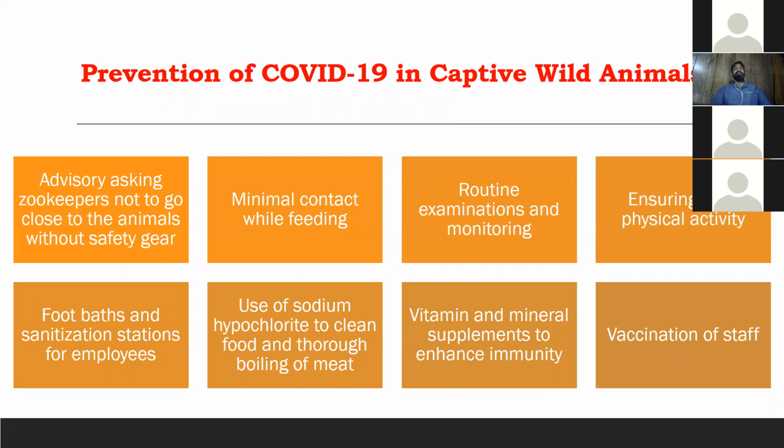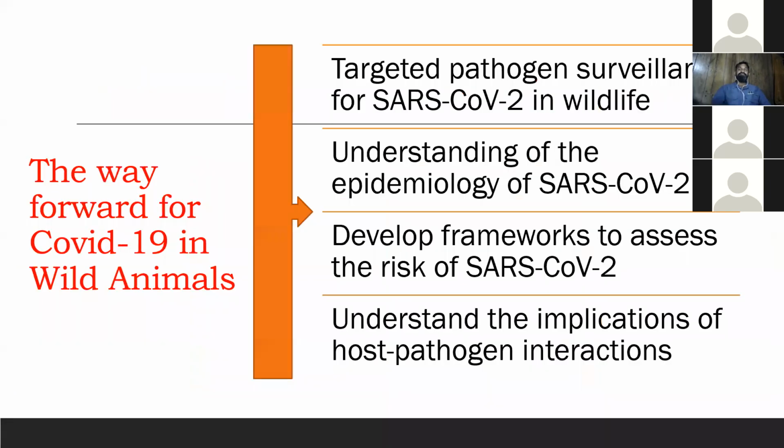Prevention of COVID-19 in captive wild animals is advisory, asking zookeepers not to go close to the animal without safety gear, minimal contact while feeding, routine examination and monitoring, ensuring daily physical activity, foot baths and sanitation stations for employees, use of sodium hypochlorite, which is nothing but bleach, to clean, food and thorough boiling of meat, vitamin and mineral supplementation to enhance immunity, and vaccination.